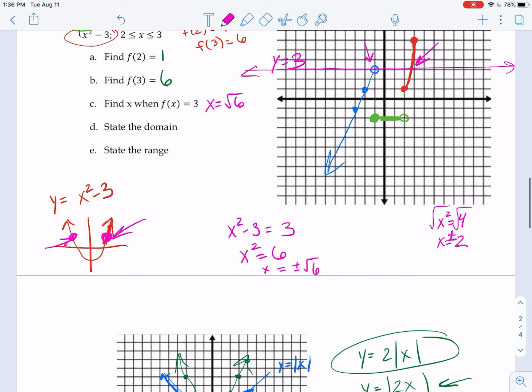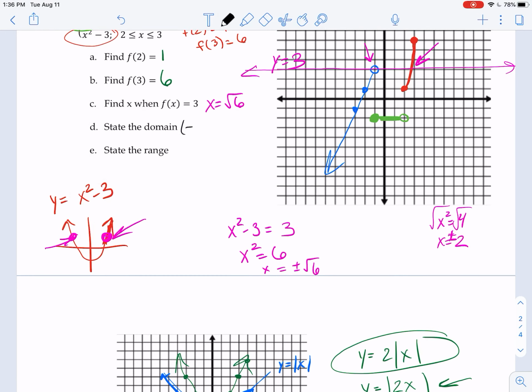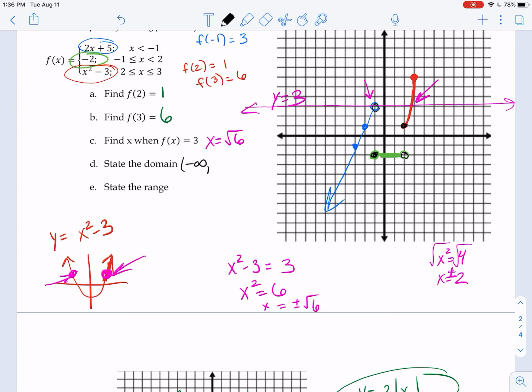State the domain. Okay, let's get a new color. We'll go from -infinity. We cruise along to -1. Okay, we have to pick up our pencil, but we're still defined. Like we're not defined here, but we are defined there, so we're good. Okay, at +2, we're not defined here, but we are there, so we're good. So notice we go all the way to 3. We include 3, and then we're done.